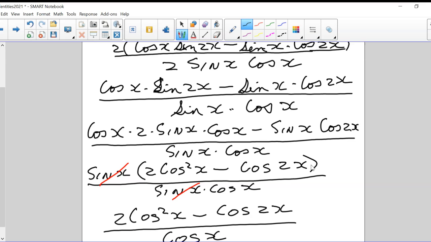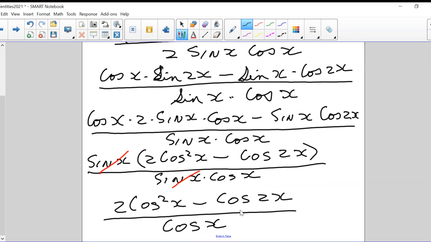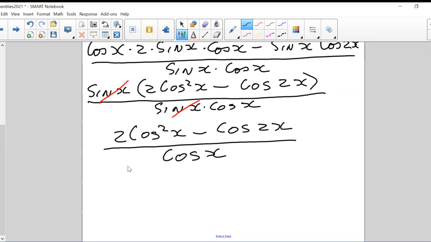Correct. Until I recognized that there was a sine x that was a common factor to the top and the bottom, which is why I just canceled them out a few minutes ago. Okay? All right, good. So all of that is over cos x, as we said. So here's where we are: 2 cos squared x minus cos 2x over cos x.